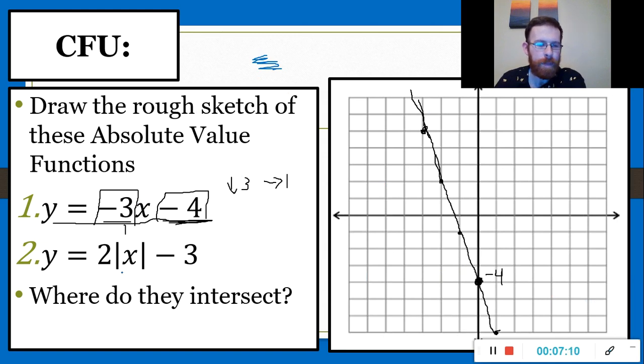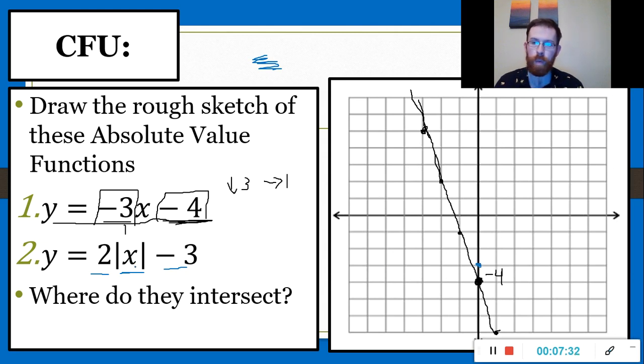And remember, I need to have an absolute value. So it's going to make that V shape. Now, since this is a +2 out in front, the V is still going to be pointed upwards, or the V is going to open upwards. But do remember, I've got a y-intercept of -3. So I'm going to be right about there.